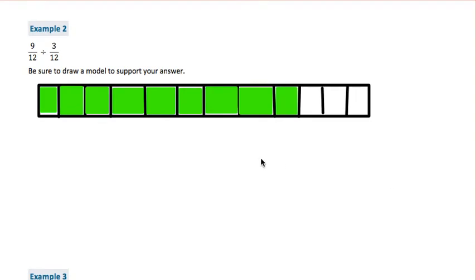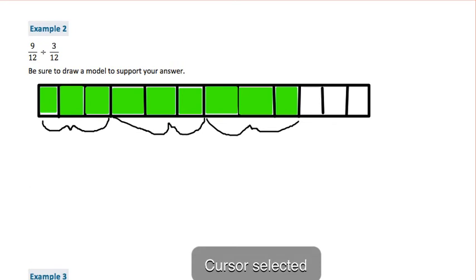So we start with a diagram of 9/12, and then we're going to find out how many sets of 3/12 there are in this diagram of 9/12. So we'll take our model and divide it into sets of 3/12. And we find that there are 3 sets of 3/12. So 9/12 divided by 3/12 equals 3.